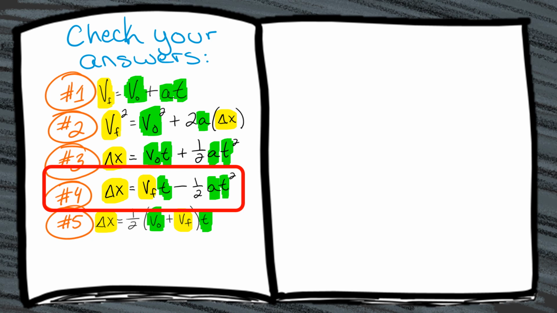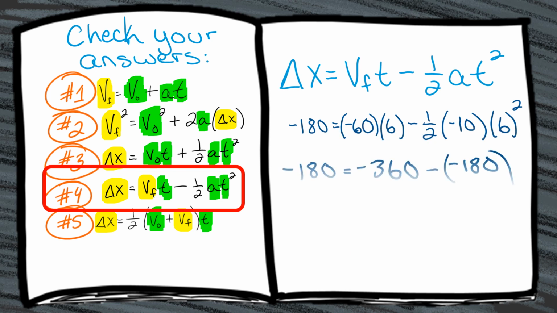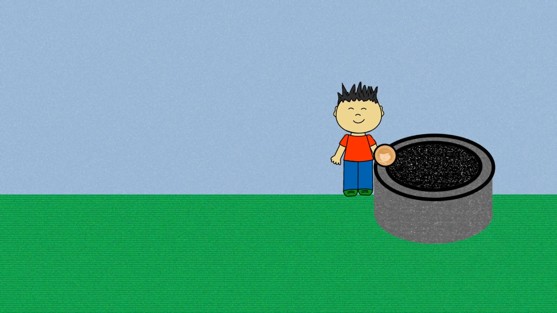Okay, so let's plug in our variables into equation number 4, in which displacement was negative 180 meters, and the final velocity was negative 60 meters per second, time was 6 seconds, and acceleration was negative 10 meters per second squared. That's right, Alex. After we simplify both sides, we end up with negative 180 meters equals negative 180 meters, meaning that both of our variables are valid for this scenario. Great job, Alex, in figuring out all of the penny's missing kinematic variables when dropped into a well.